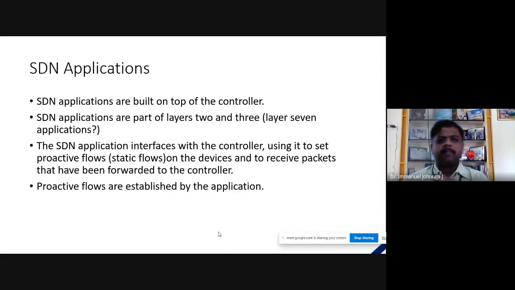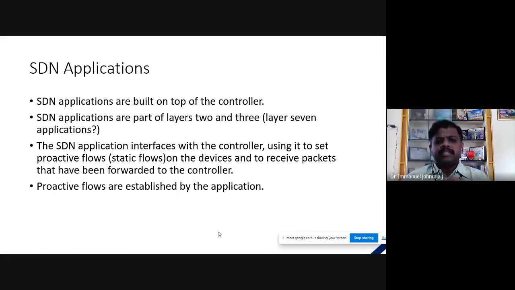What about the SDN applications? Applications are built on top of the controller. They are part of layer 2 and layer 3, not the layer 7 applications. What are all the things related to it? It could be related to firewall, forwarding, access control, or maybe VLAN. All these applications are running on top of your SDN controller.